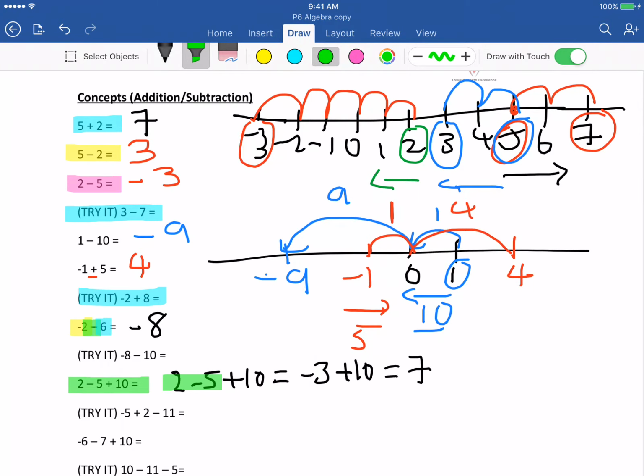Okay? Can? So to do the next one, negative 6 minus 7 plus 10. So you ask yourself, what is negative 6 plus minus 7? It's equal to negative 13 plus 10. So what's negative 13 plus 10? It equals negative 3.